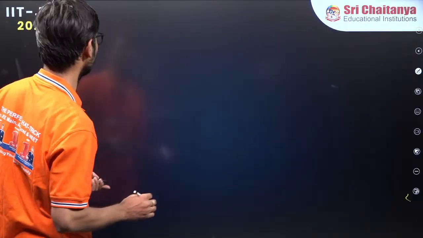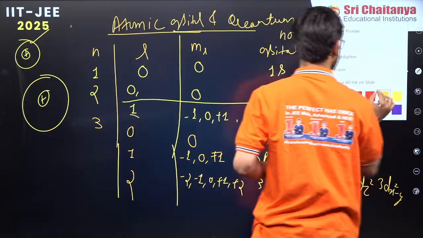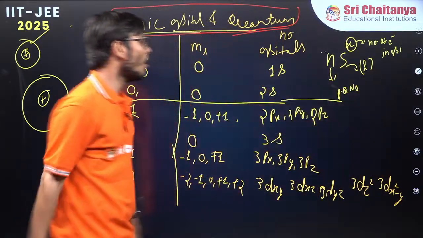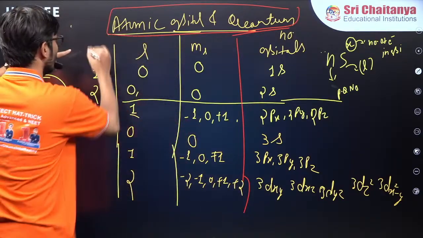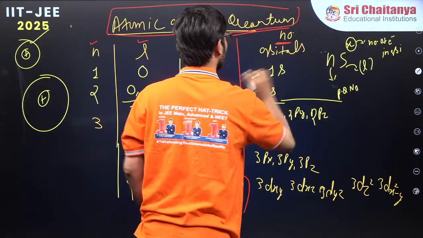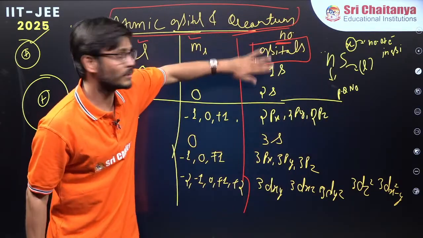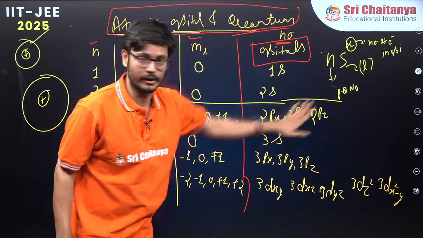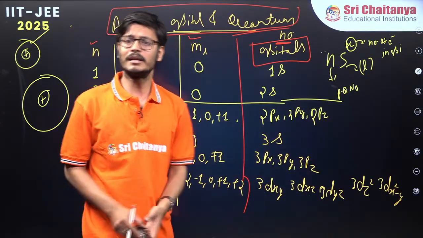So this is the relation between orbitals and quantum numbers. With the help of quantum numbers, we have found the orbitals. So what is the representation of orbitals? 1s, 2s, 2px, 2py, 2pz, 3s, 3px, 3py, 3pz, and so on. Is it clear to everyone?